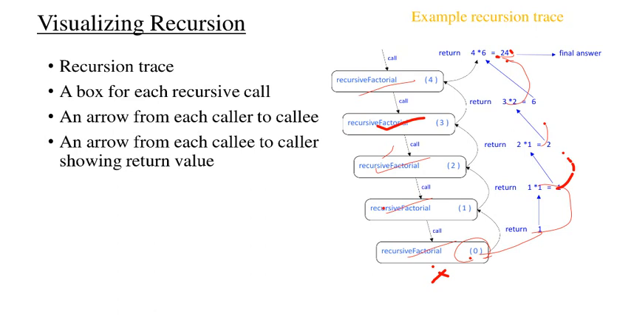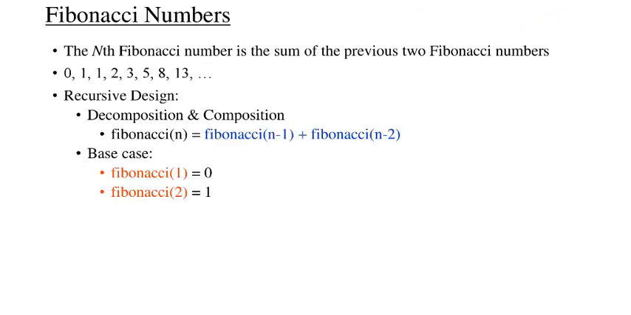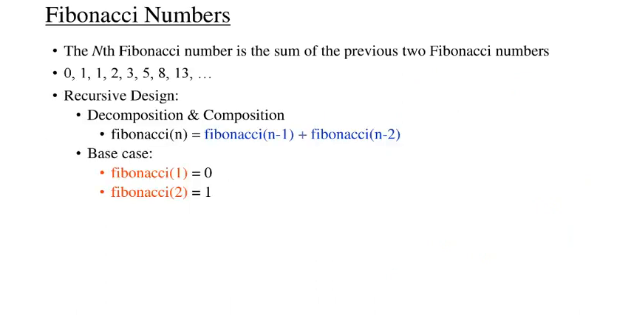Got it? So let me show this in a little bit animated way. This is how it works for one more problem, the Fibonacci series, where the nth Fibonacci number is the sum of the previous two Fibonacci numbers. So here you see the first number in this Fibonacci series is 1.